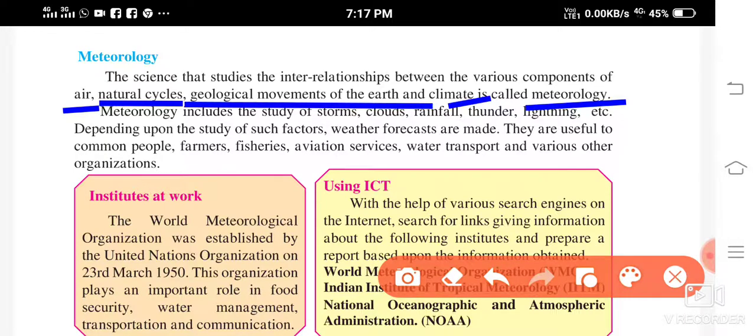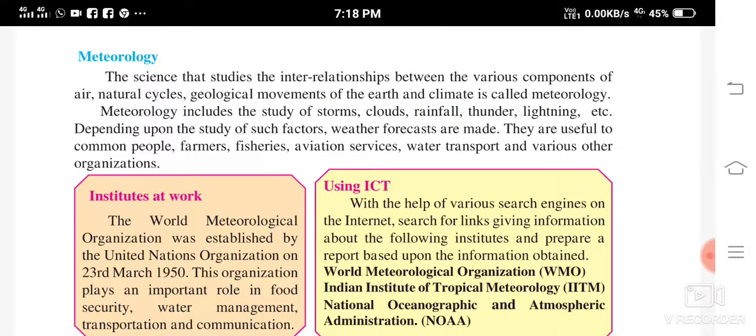Means, see the components which are there: air, natural cycle, geological movements of the earth, the rotation, revolution and all, and the climate. So the study of the relationship between all this is called meteorology.